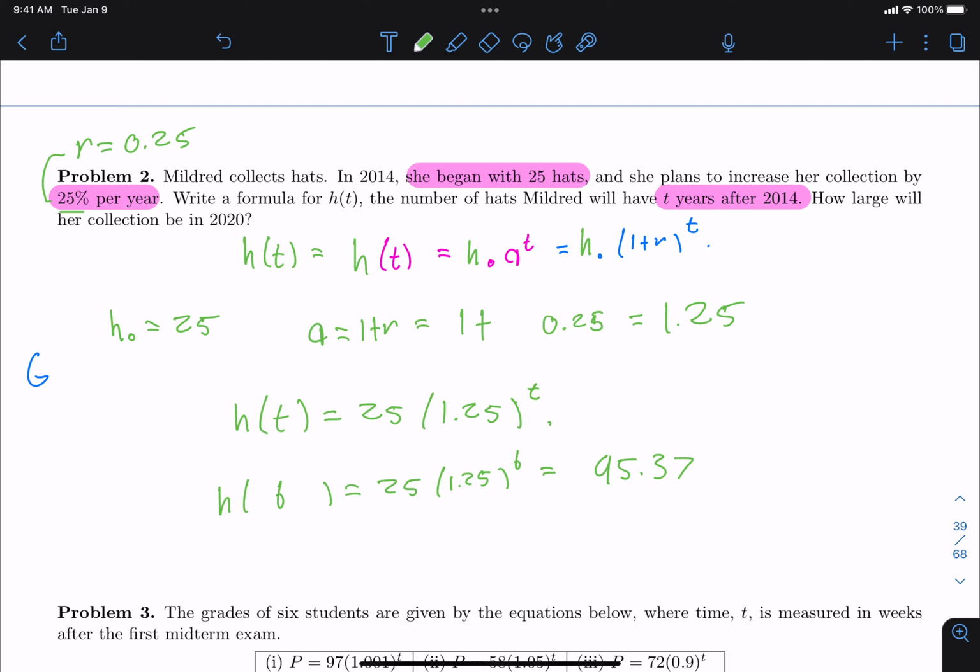Okay, am I done with the problem? No. I took the problem, translated it into math. I solved the math problem. What do I still have to do? Still have to translate it back in terms of the problem, which is, in other words, answer the actual question. How large will her collection be in 2020?